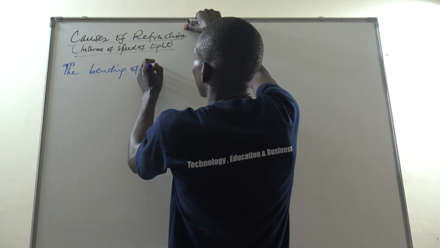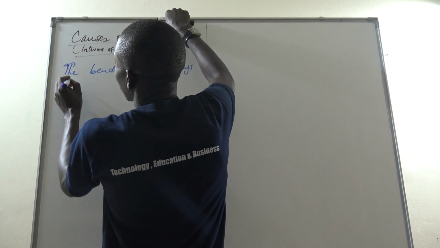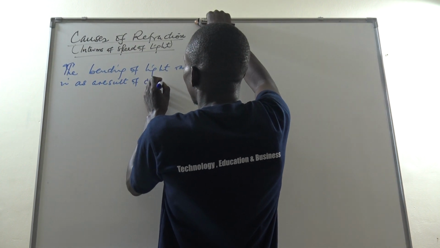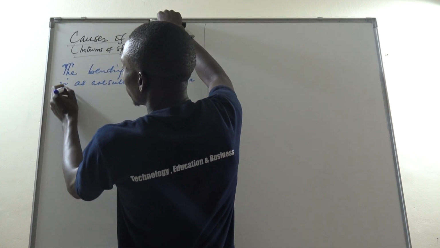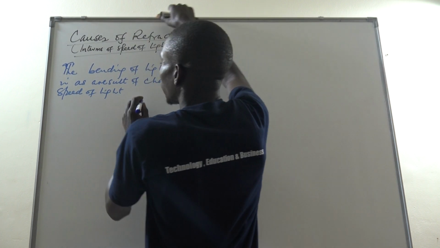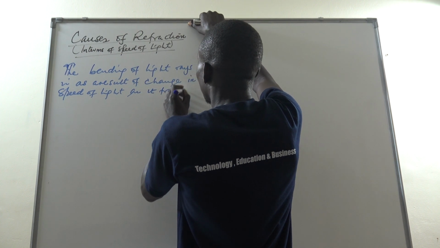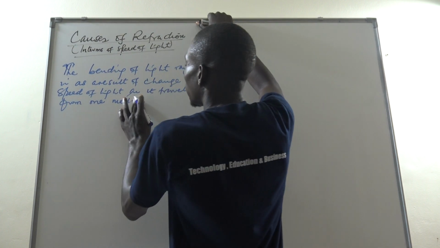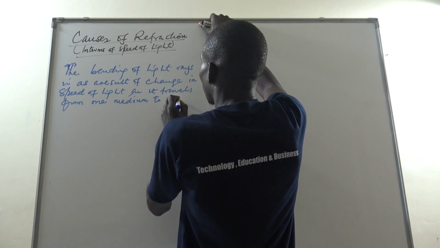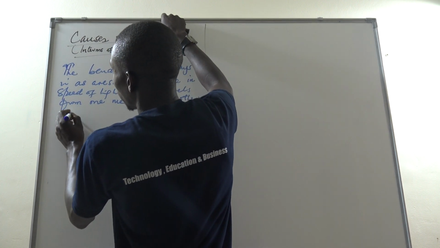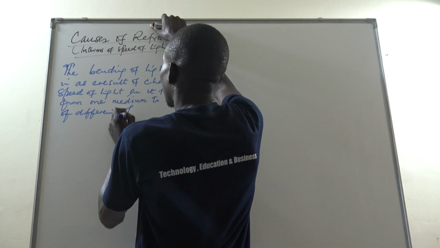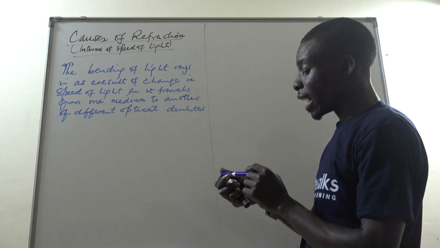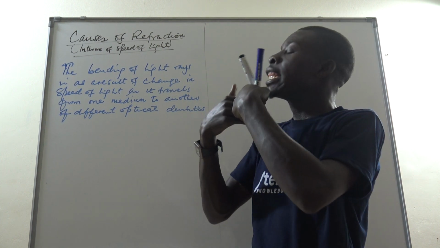the bending of light rays is as a result of change in speed of light as it travels from one medium to another of different optical densities. Okay? So the reason why light changes direction, it is basically because there is change in speed.